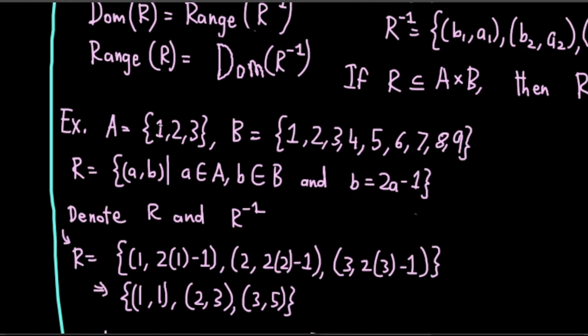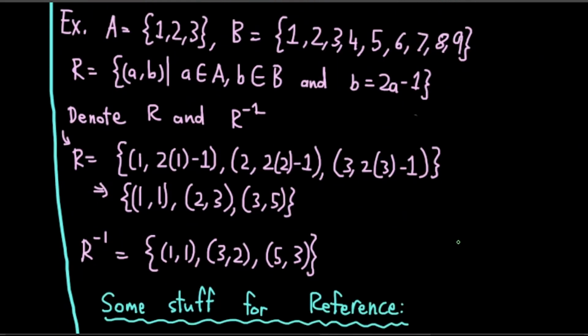Taking a small example of this: A is equal to {1, 2, 3}, B is equal to {1, 2, 3, 4, 5, 6, 7, 8, 9}, and we're taking the relation R of (a, b), where a belongs to A, b belongs to B, and b has to be 2a minus 1, or basically the corresponding odd number. So we have to denote R and R minus 1. This is a little problem I just wrote to best explain this.